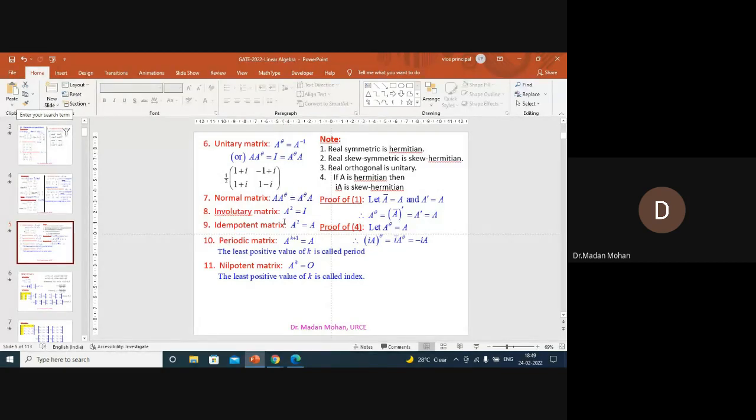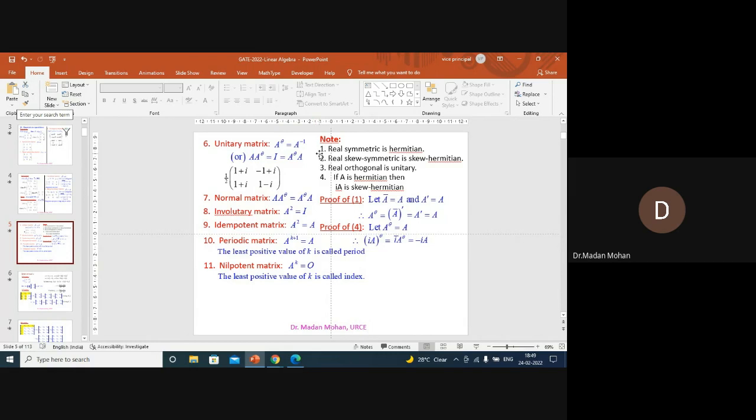Next, if A square equal to I, we call A an involutory matrix. If A square equal to A, we call A an idempotent matrix. Next, if A power k plus 1 equal to A, we call A a periodic matrix. The least positive value of k is called the period. If A power k equal to the zero matrix, then A is called a nilpotent matrix. The least positive value of k is called the index.